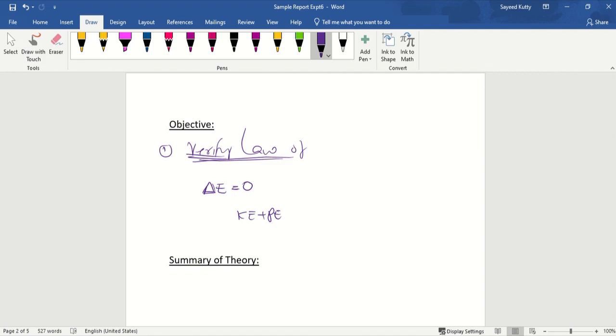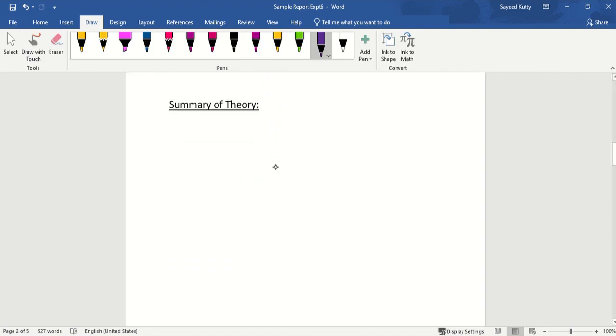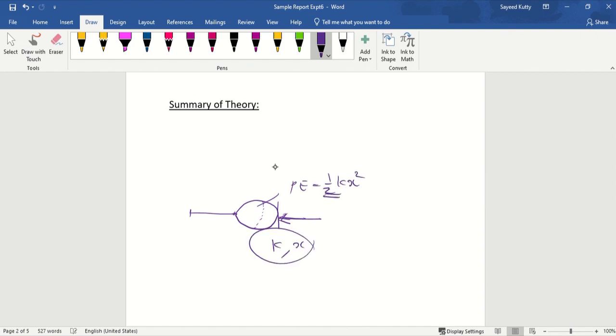In our experiment, we have a spring, and we're going to compress this spring. You are going to do work on the spring. If you do work, your work is going to be stored in the spring as potential energy, and that stored potential energy is half k x square. You don't know what k is, you don't know what x is. Definitely some of you know, but I will explain that. Then the energy stored in the spring, half k x square, will be equal to what?